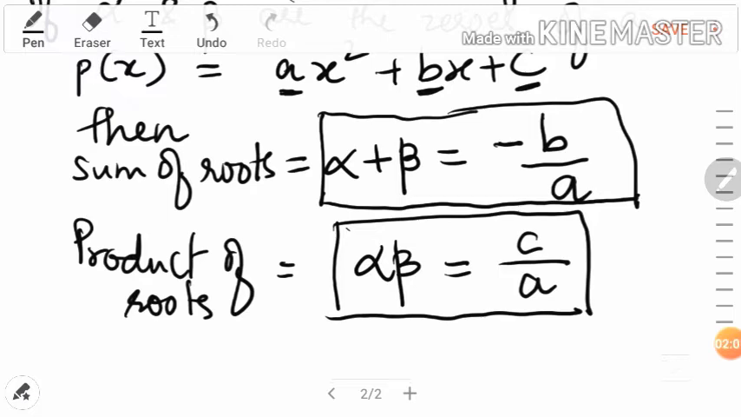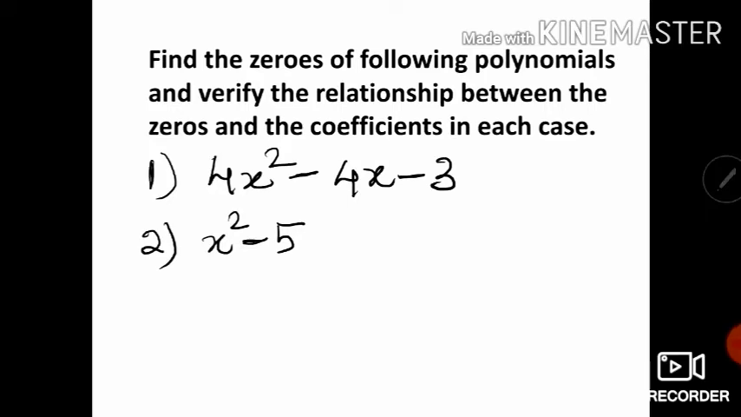Now let's verify this result by finding roots of some more quadratic polynomials. Find the zeros of the following polynomials and verify the relationship between the zeros and the coefficients in each case.